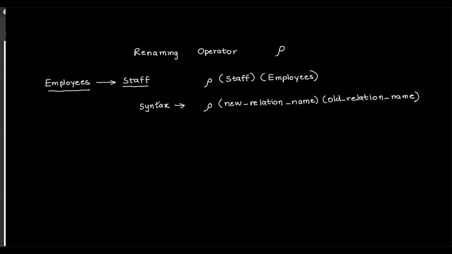This is one example. And let's say you have to rename some columns. Let's say there are three columns in the employees relation: emp ID, name, salary, and address.